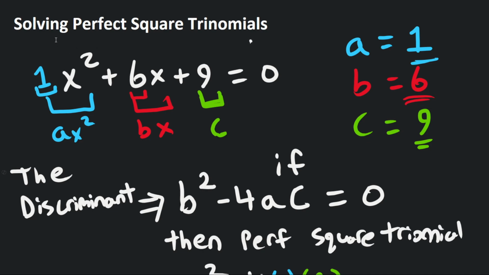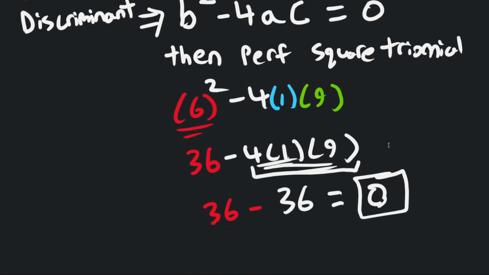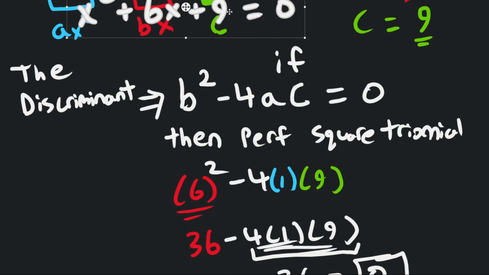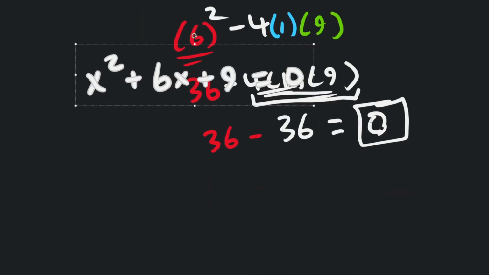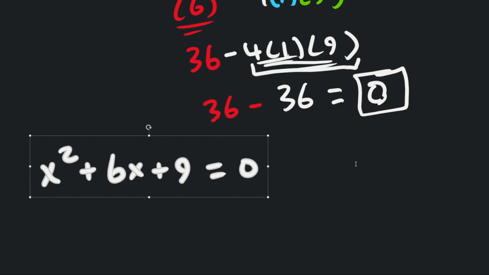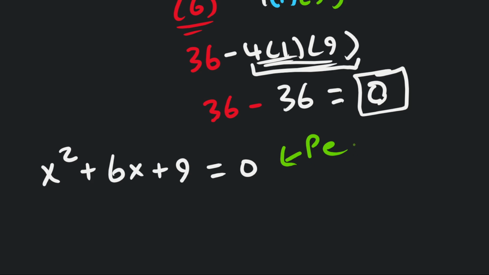Now the question is, how do we actually solve it? How do we solve for x? Because at the end of the day, it's an equation, so we want to be able to solve for x. So let's copy and paste this down here, and let's go solve it. We know this is a perfect square trinomial.